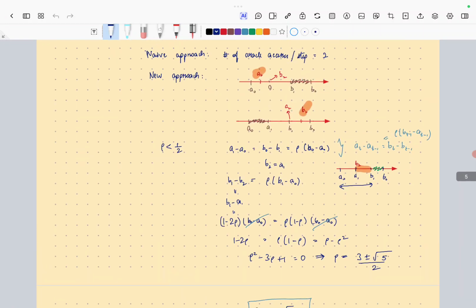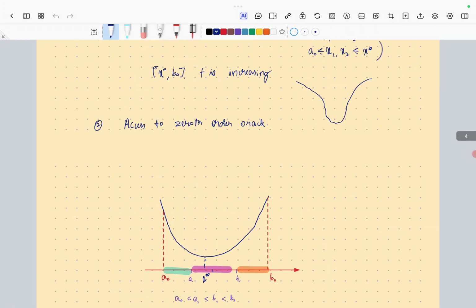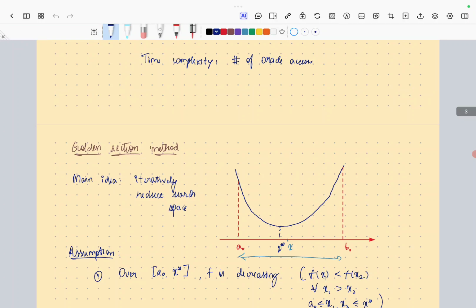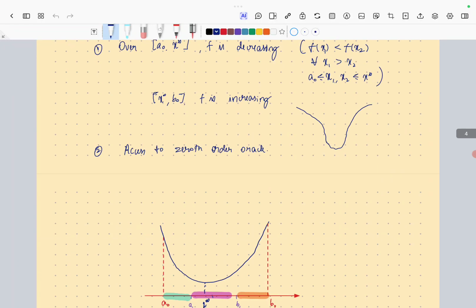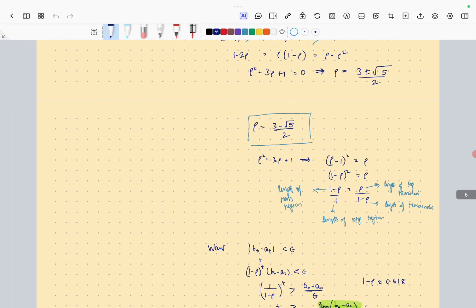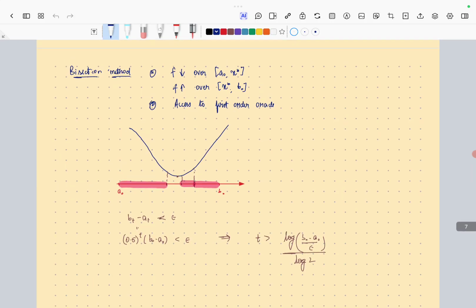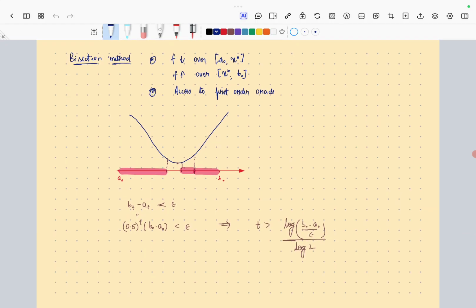So we saw two algorithms. The first was this golden section search, or the golden section method. And the second algorithm that we saw was the bisection method. Now, the bisection method can be applied only if you have access to a first order oracle, that is, the function is differentiable and you can compute the derivative at every point within this interval a0 to b0.